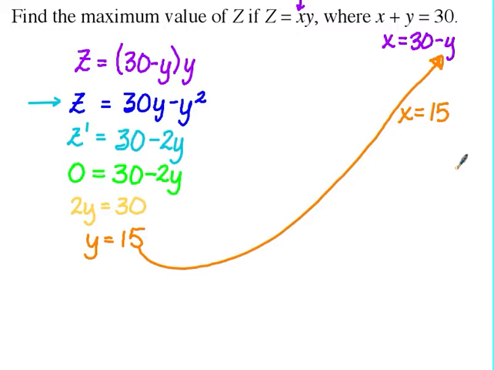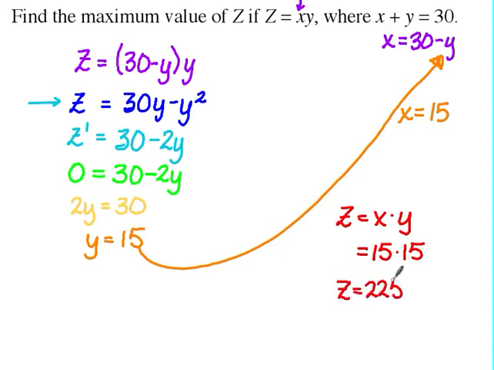Now it says find the maximum value of z. Well, we've already found that x equals 15 and y equals 15, but what they want in this case is the maximum value of z. So in this case, I'm going to take my 15 times 15. So the maximum value of z is 225.